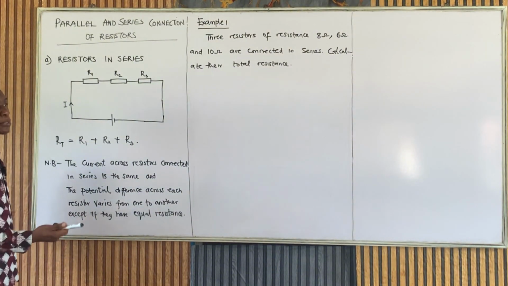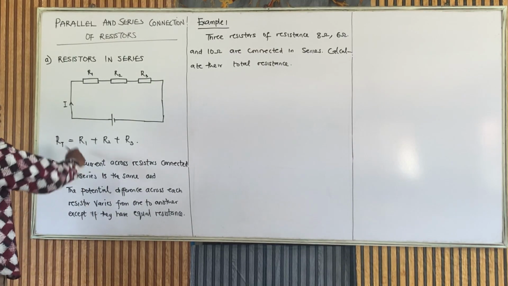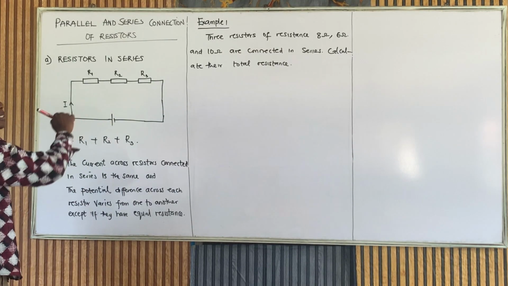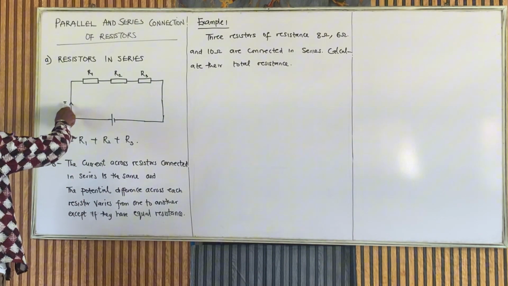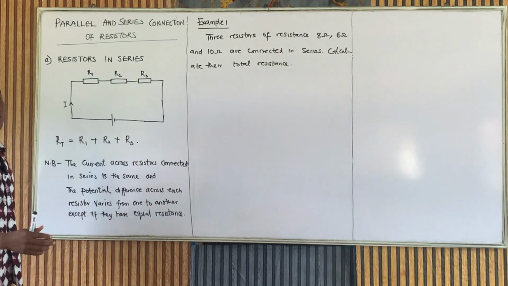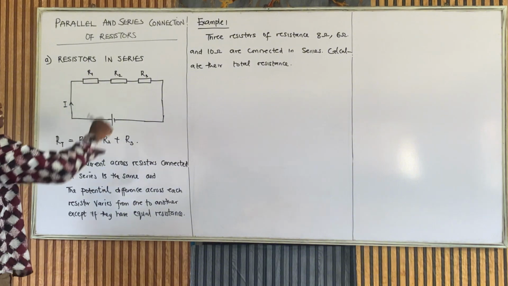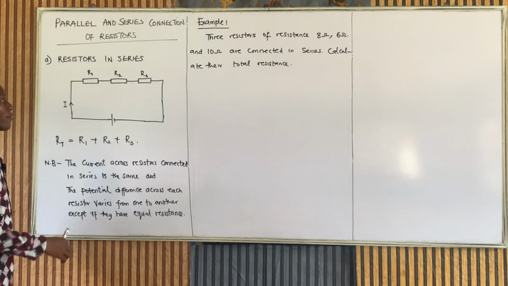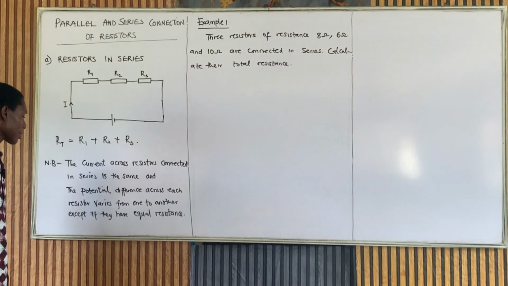Now, I want you to know about this kind of connection is that the current across each resistor is exactly the same, and that's the current flowing in the circuit. If the current flowing here is 2 ampere, that's the current across this, and this, and this. But the voltages across them are not the same, except if they have the same resistance. If not, the voltage across each of the resistors varies. Okay, so that's that about this.